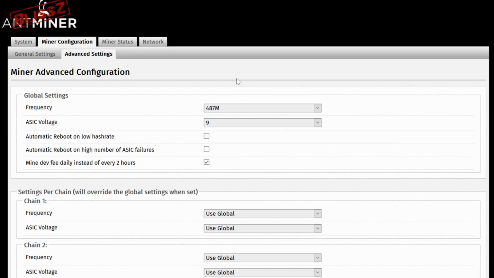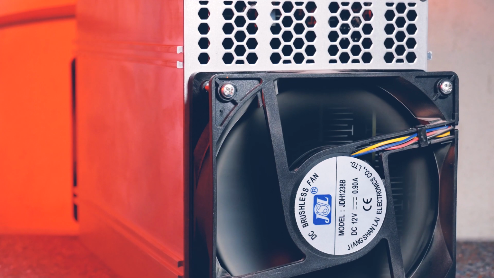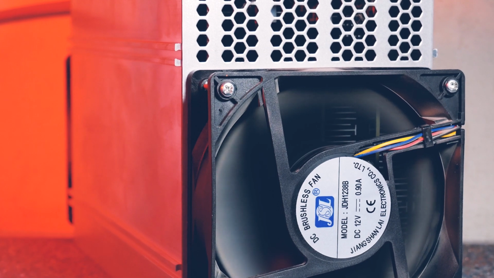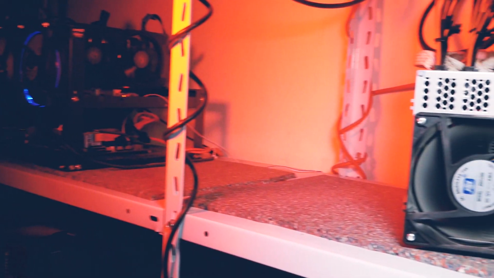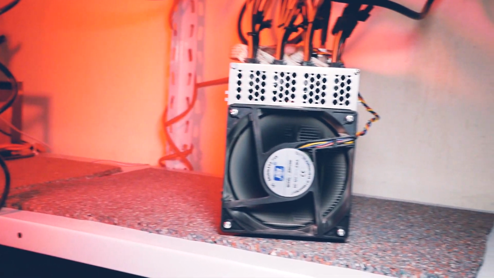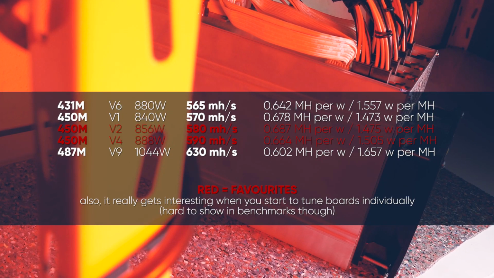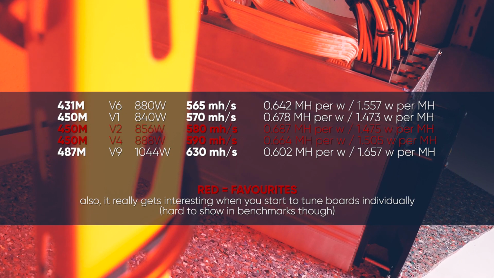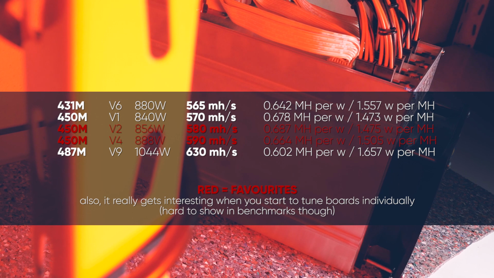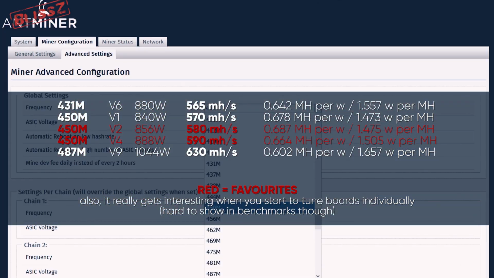The old setting was 478 MHz at voltage 9, and that gave me around 630 MH. Therefore, I decided to start at the lower end of the data which we started to collect with the last video. What you see on screen is my data sheet I collected for this video, so you can follow my process. So 450 MHz, voltage 1, and then let it run to see if it's really stable.